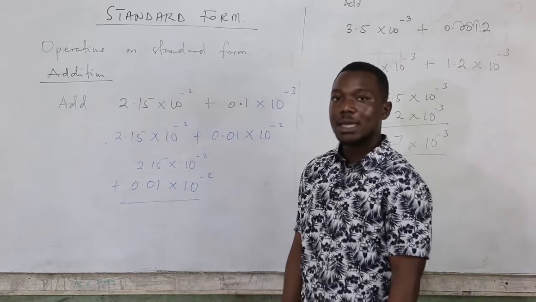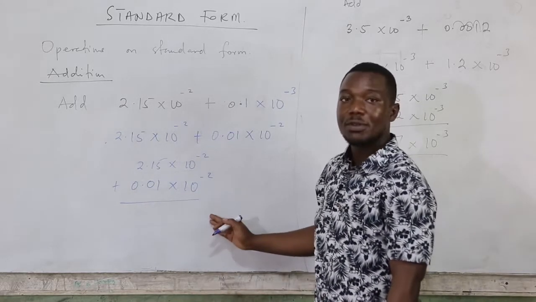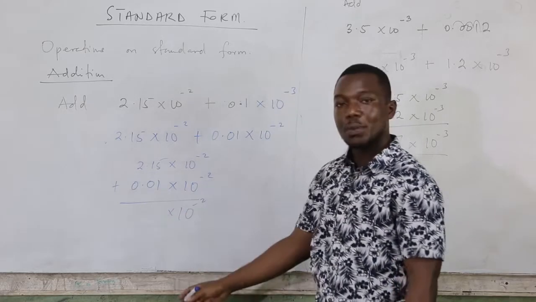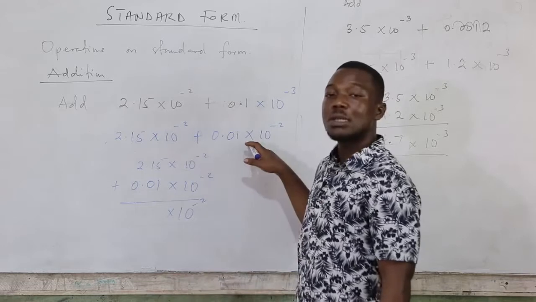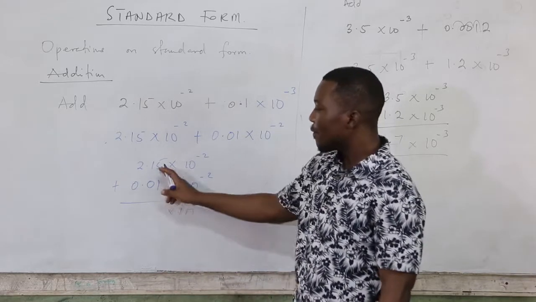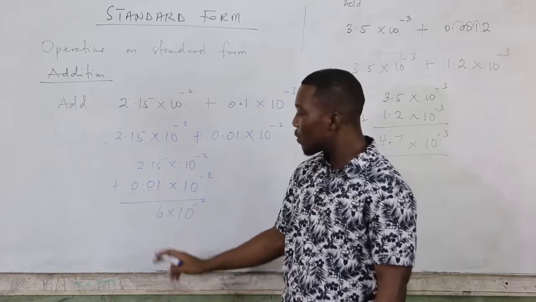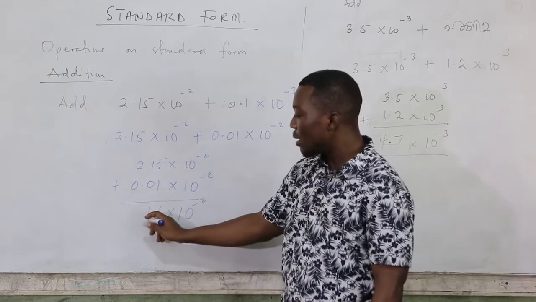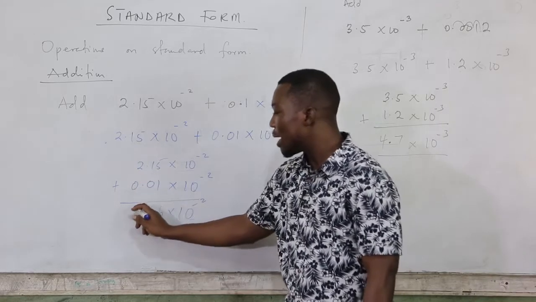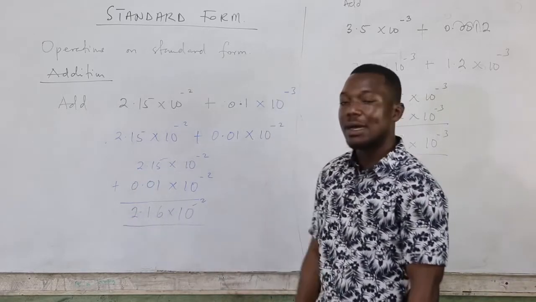Okay, let's look at the addition. We write one of these 10 raised to the power negative 2 with the product sign. They all contain the product sign, it has to be maintained. Then let's add the decimals. 5 plus 1, we have 6. 1 plus 0, we have 1. The decimals are in line. We are doing the right thing. 2 plus 0, we have 2. Now this is our final answer.